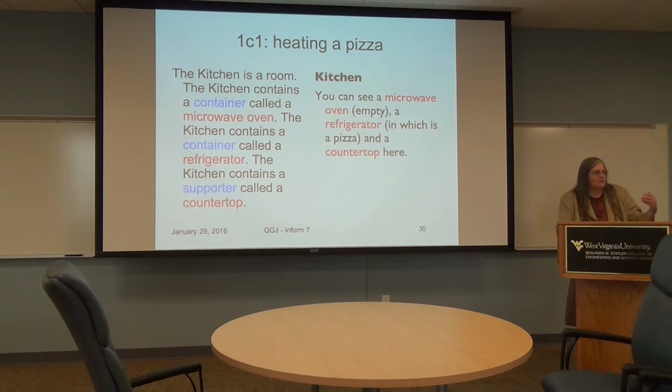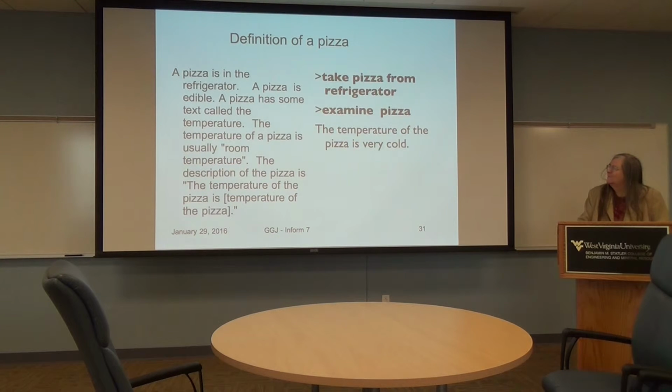And so by saying which of these different objects are, we have some automatic properties. And so now that I've said I have a microwave oven, a refrigerator, and a countertop, when I enter the kitchen, you can see a microwave oven, empty, a refrigerator in which is a pizza, and a countertop here. And so I am hungry.